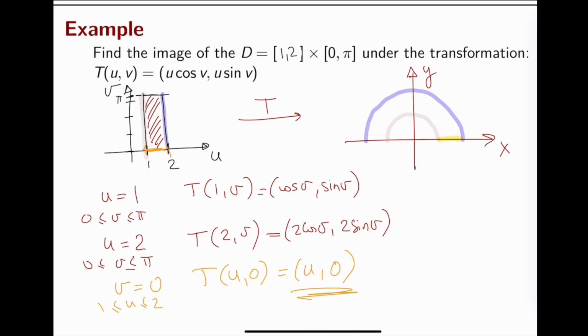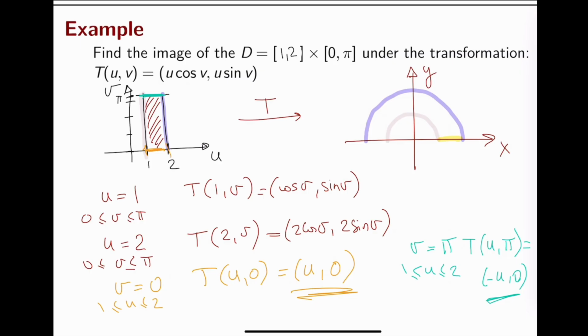In the same way, we can see what happens with the top, that's another line. In this case, it is determined by b equals pi, where u still varies between 1 and 2. When we do the transformation of u, pi, what we get is u cosine of pi, that is minus 1, so we get minus u, 0. So again, the segment is also transformed into a segment of a line, in this case minus u, 0, when u varies between 1 and 2.